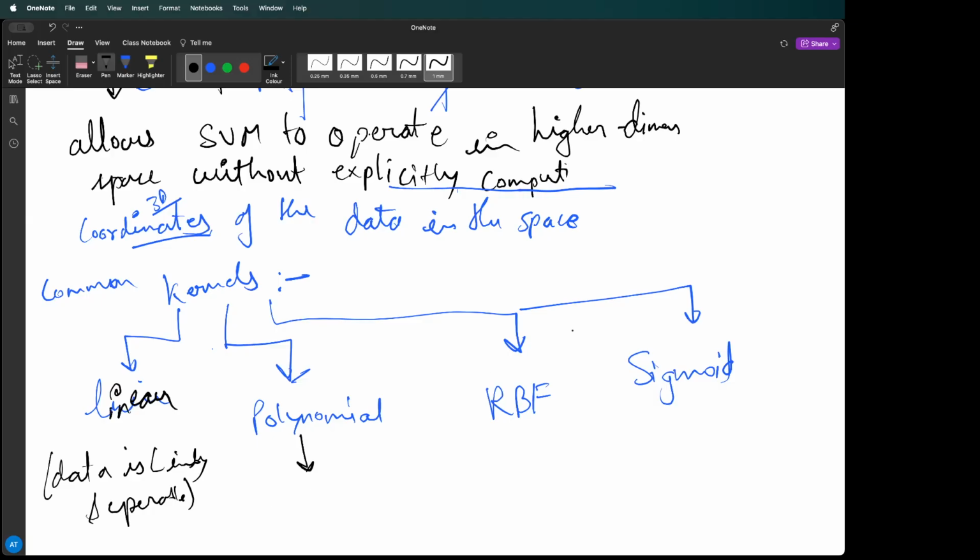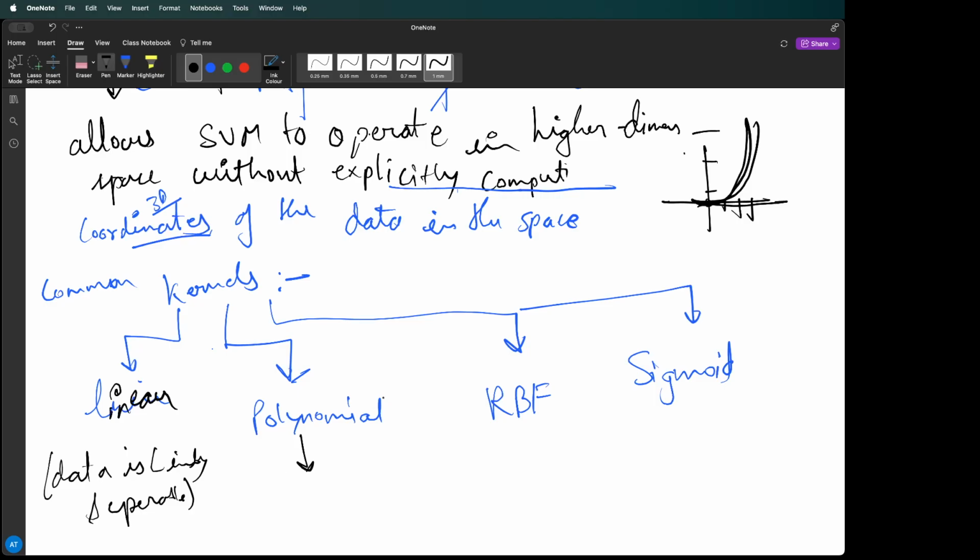Polynomial. See, we know, no? If you are talking about x square, if you plot it, 0 for 0, 1 for 1, for 2 it will be 4, for 3 it will be 9. So you'll get a curve. To remember this, whenever there is a curve and you want to do model training using SVM, at that time you should use the polynomial kernel.